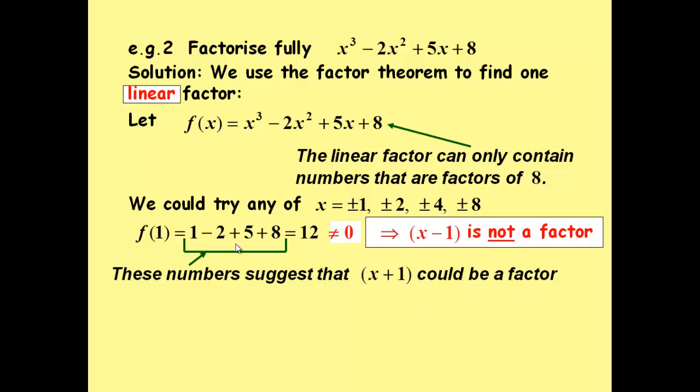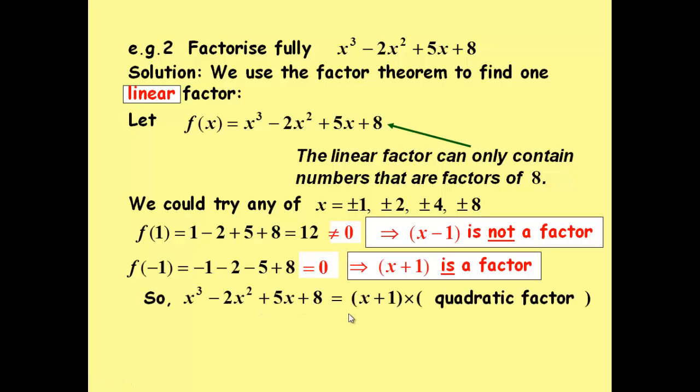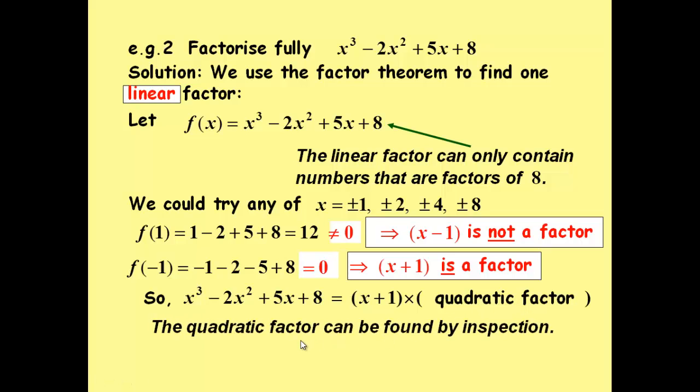However, maybe looking at those numbers might suggest that if we put x as minus 1, in other words x plus 1 is a factor, we might be more lucky. So if we try that, we do get 0, so we know x plus 1 is a factor. So we know then that this cubic, the one we started with, has x plus 1 as a factor, and the other factor will be a quadratic. It's not that difficult to find this quadratic. We can do this by inspection.